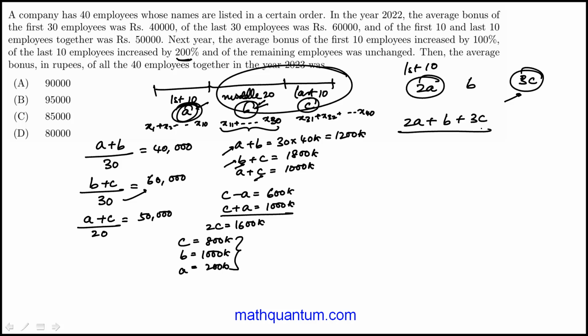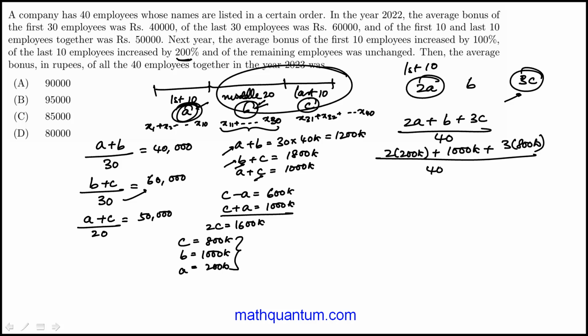So that would be the sum of their salaries divided by 40. This is what I need. I know what A, B, and C are, so I'll just plug that in. I will eventually convert that K. So 3 times 800K over 40.